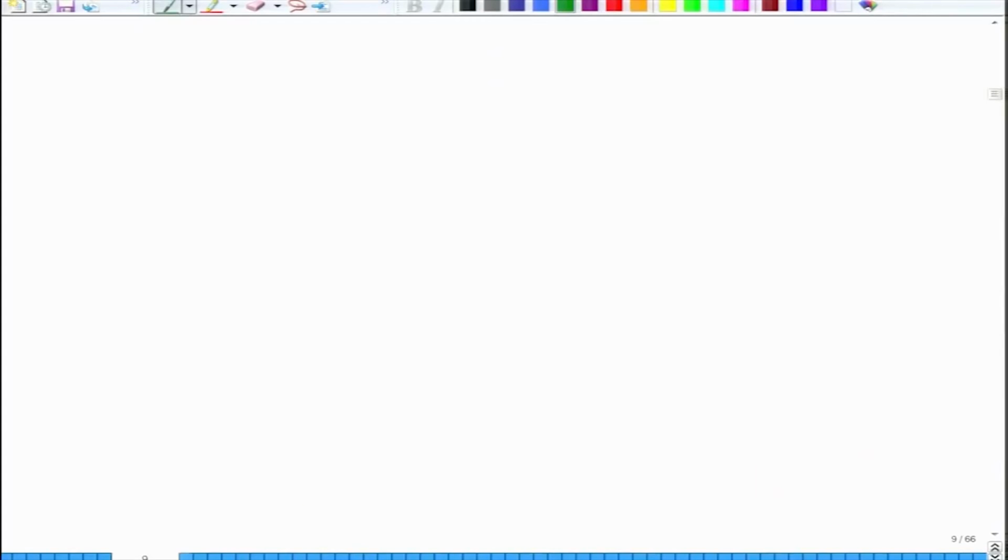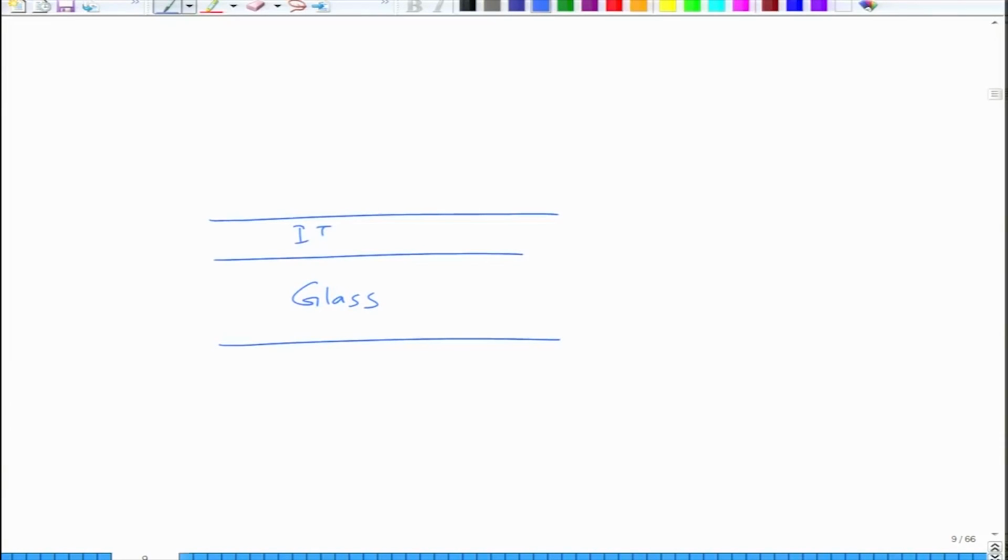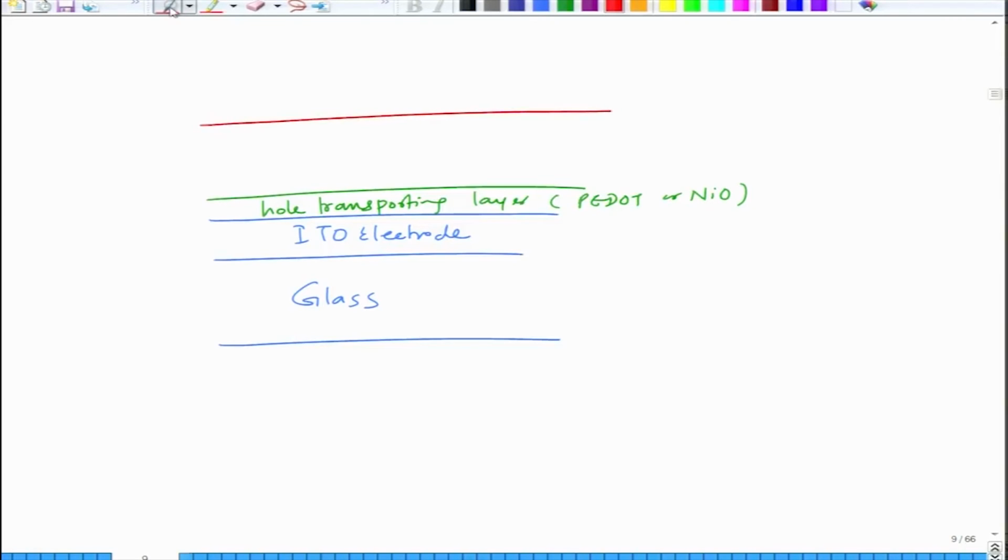If I give you an example of this solar cell, you can have a glass substrate. On the glass substrate, we will have an indium tin oxide electrode. Generally, we also have a hole transporting layer, such as a polymer called PEDOT, or an oxide called nickel oxide, which promotes the hole transport only, so that on the ITO electrode only holes are collected. And in between, we have this network of phases.